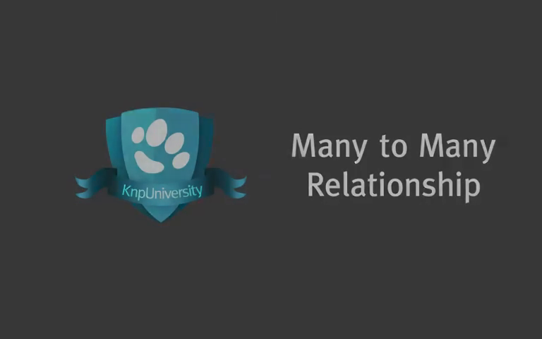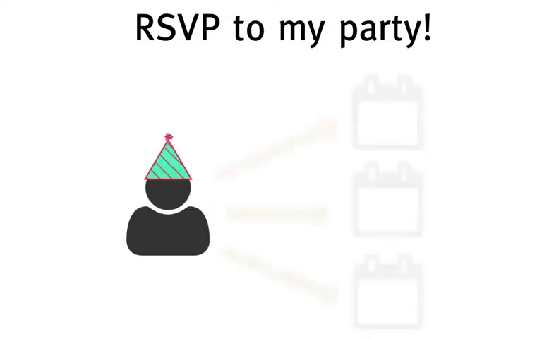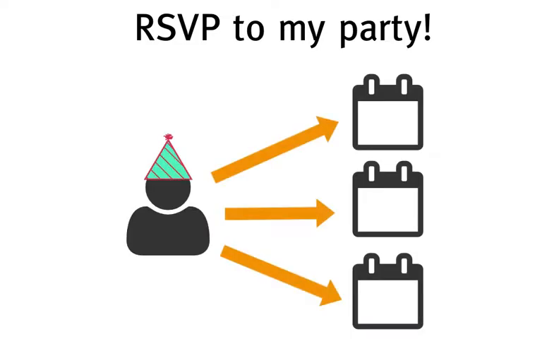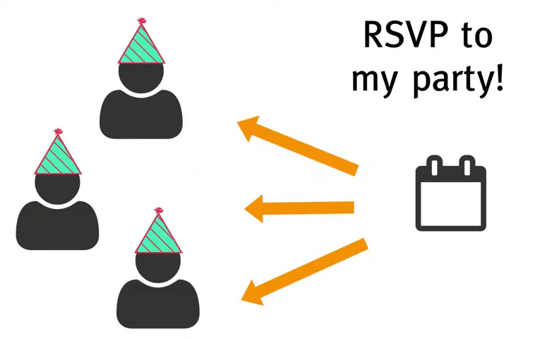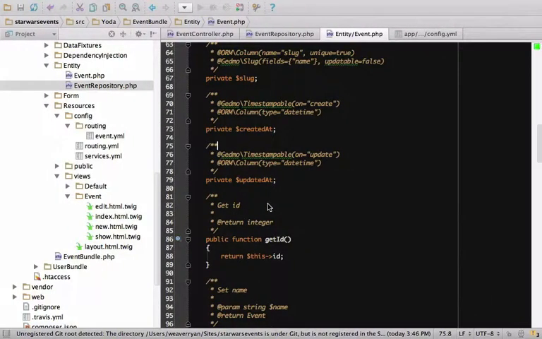I want you to attend my event, so you're going to need to be able to RSVP. First, think about how this would be stored in the database. One user should be able to attend many events, and one event will have many attendees. This is a classic many-to-many relationship between the event and user entities. We already added a many-to-one relationship earlier, and adding a many-to-many will be very similar.